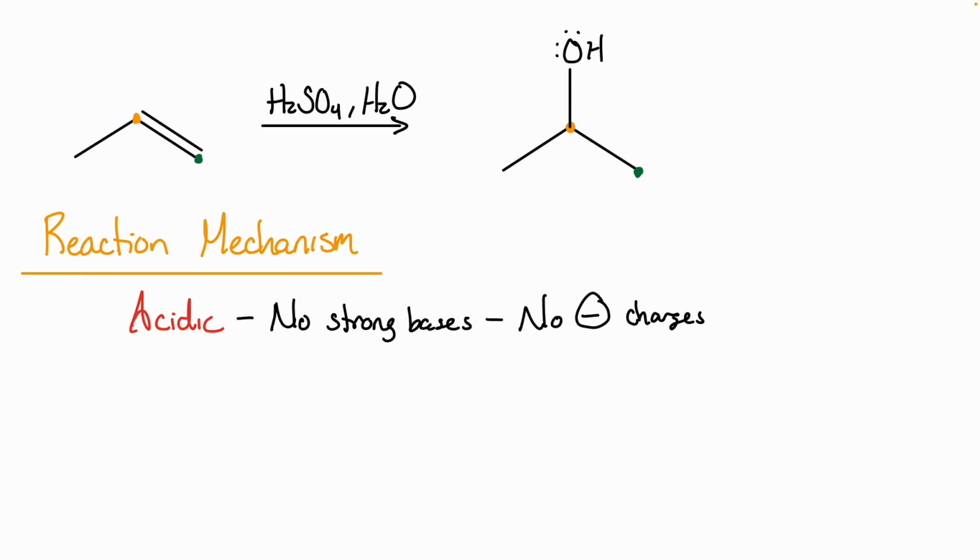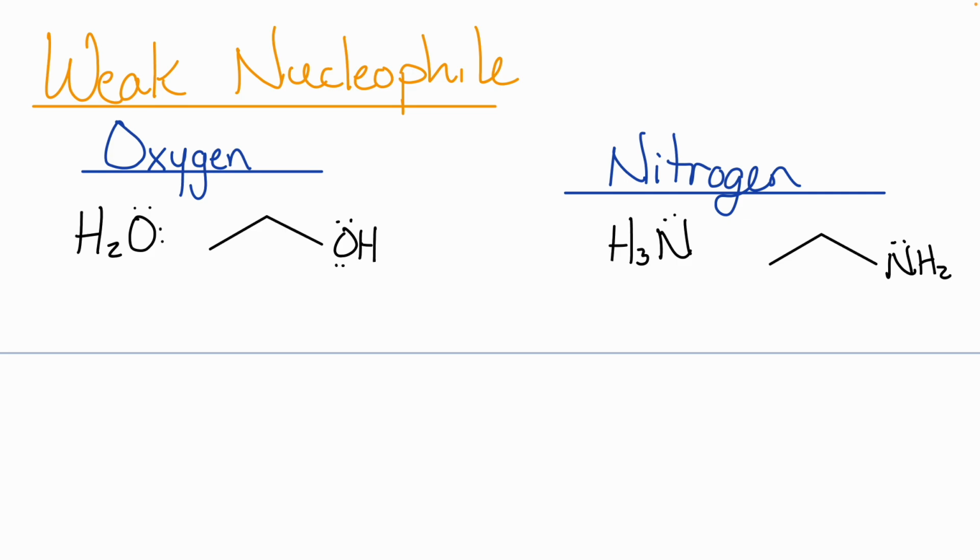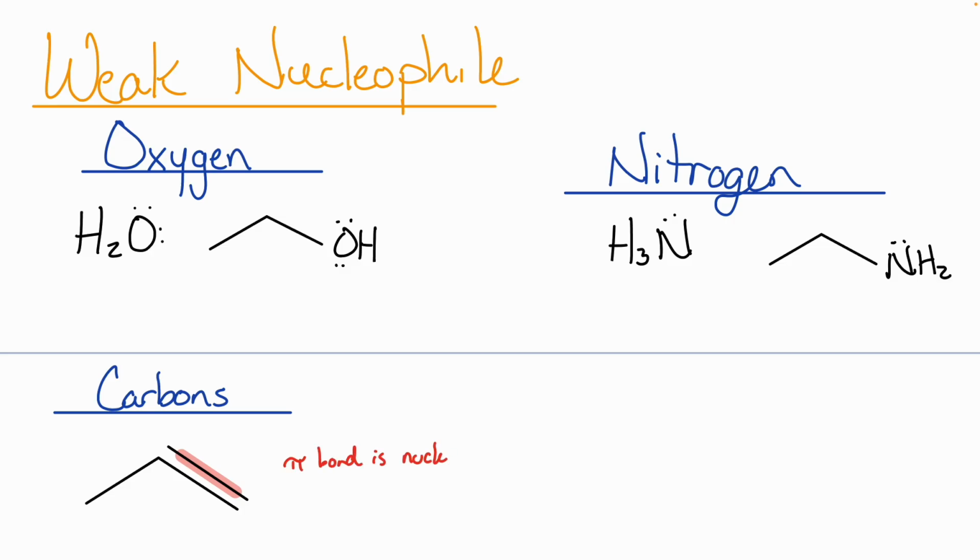Okay. Our alkenes, maybe we can go back and add that to our list here of weak nucleophiles. Alkenes are weak nucleophiles, specifically that pi bond. All right, our pi bond can play the role of a nucleophile.